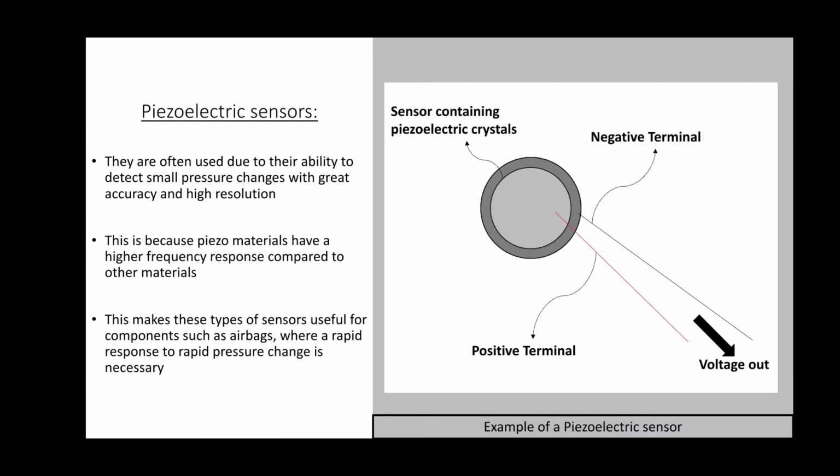An example of this is piezoelectric sensors, which are better than traditional sensors, as they are able to detect small pressure changes with high resolution and accuracy. This is due to the tiny changes in the width of the crystals, which are incredibly small. They can also measure rapid pressure changes and respond to that quickly, which is extremely useful for devices like airbags in cars.